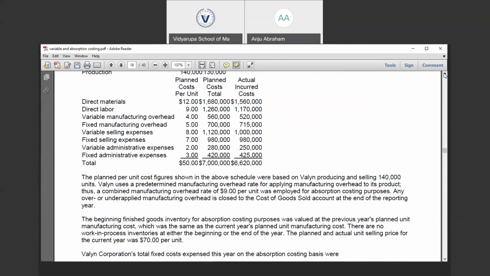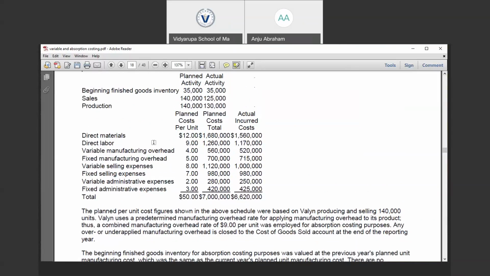So let's check the cost data. What comprises the total fixed cost? Fixed non-manufacturing cost as well as fixed manufacturing cost. What are the fixed non-manufacturing costs? Fixed administrative cost and fixed selling cost. We are provided with the planned cost total and the actual cost total. If you are taking fixed cost, it will be better to take the total fixed cost, not the per unit cost. So total fixed administrative expenses planned was 420,000 and actually incurred 425,000. Fixed selling expenses 980,000 was the planned, and 980,000 became the actual.